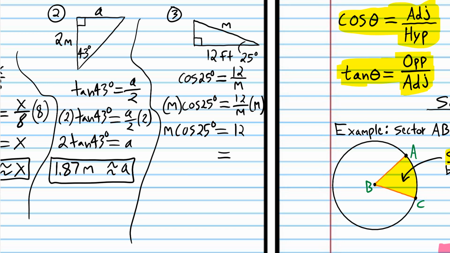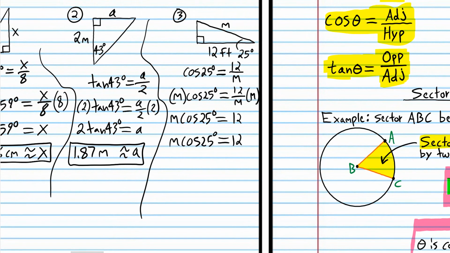So now we need to... the only purpose of multiplying both sides by m was to get rid of the fraction. We haven't isolated m yet. So now we have to get m by itself. It's not by itself because the cosine 25 is next to it, so we have to get rid of the cosine 25.